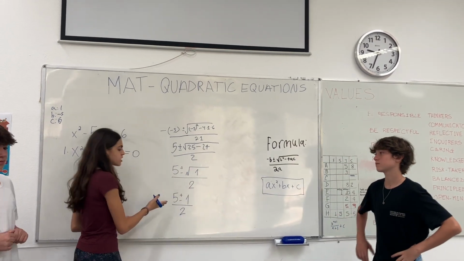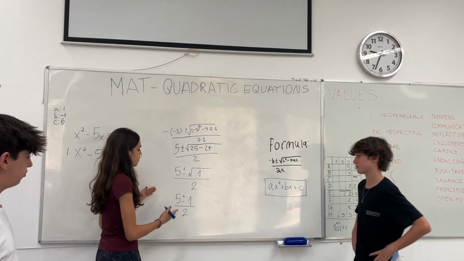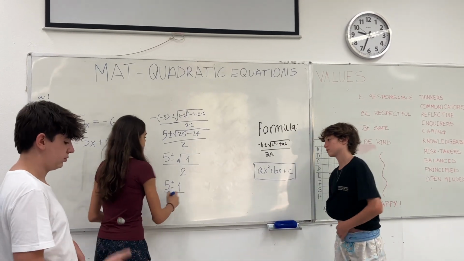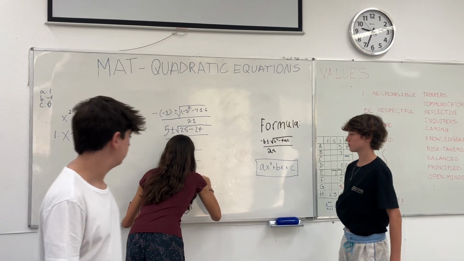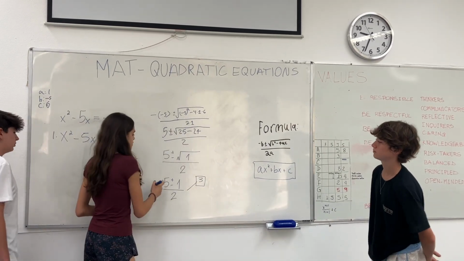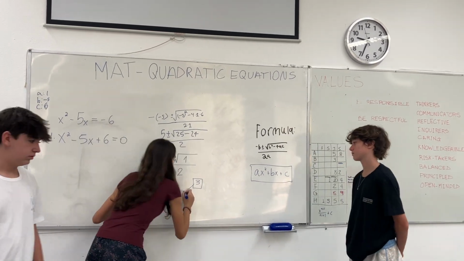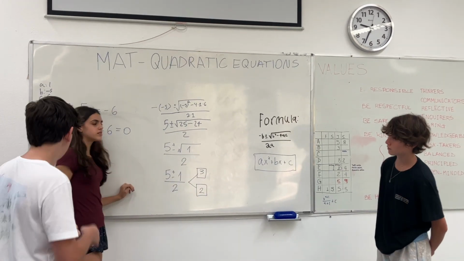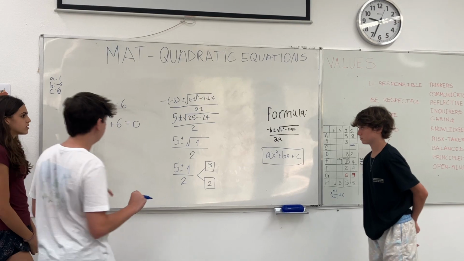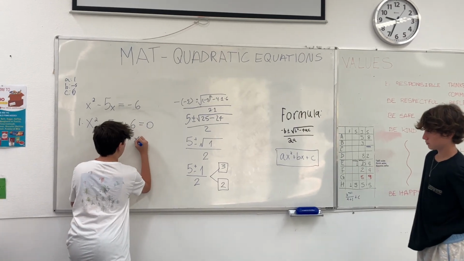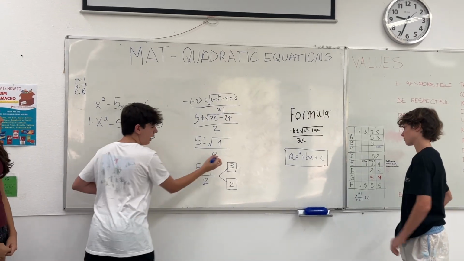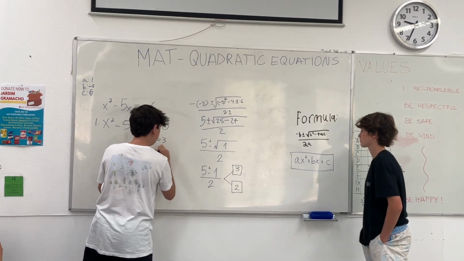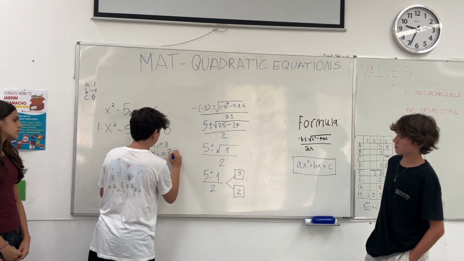1, over 2. So then there are going to be 2 answers, because first we're going to do 5 plus 1, which is 6 divided by 2, so 3. And then 5 minus 1 is 4 divided by 2, 2. So these are all the answers. And we can finally answer this with x1 equals 3 and x2 equals 2. So we have 2 answers.